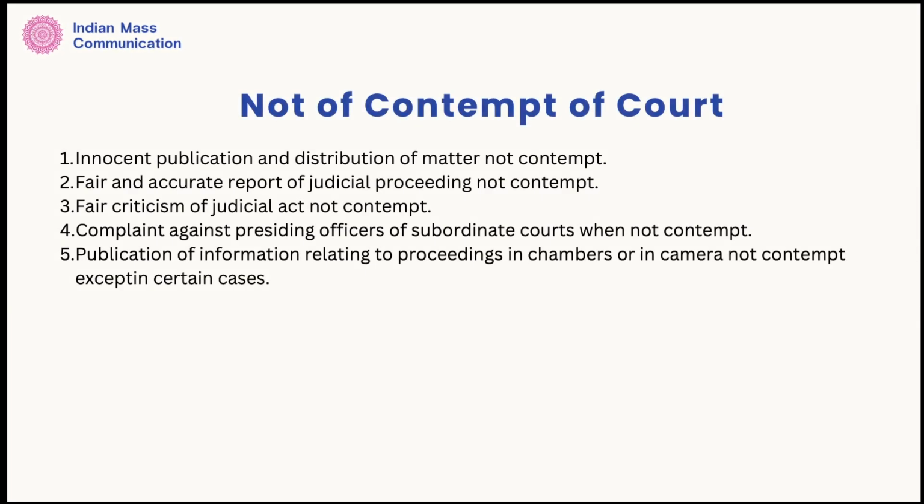So now let us discuss what is not a contempt of court, or what are the defenses of contempt of court. As we have already discussed, on one side it is very important to maintain the dignity, but it also curtails the freedom of speech and expression if it is not regulated properly. So in a free democracy, the citizens and the media houses should have the freedom to fairly criticize or talk about important judgments, because the judgments create precedents, they create discourse in the society.